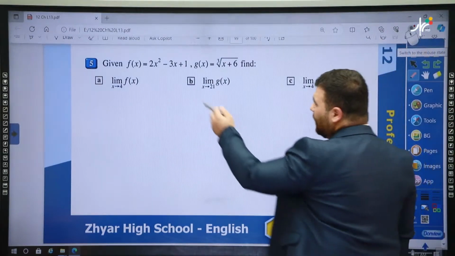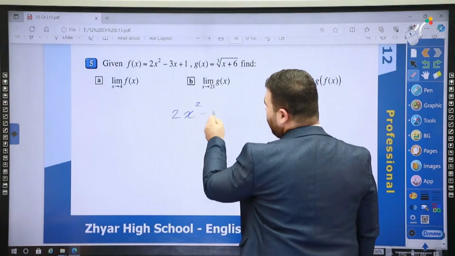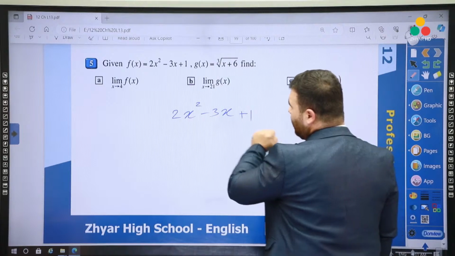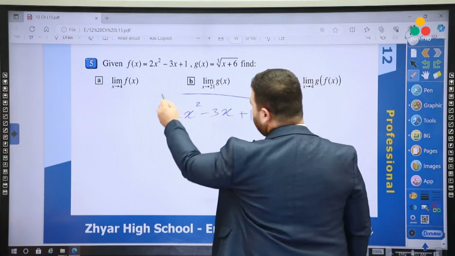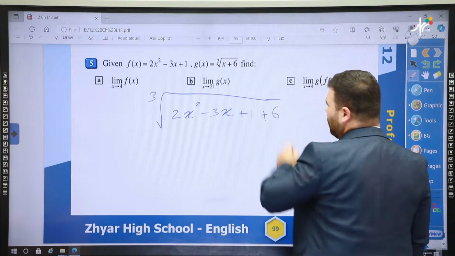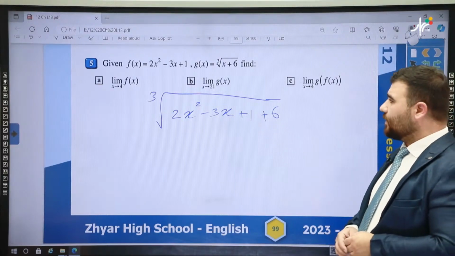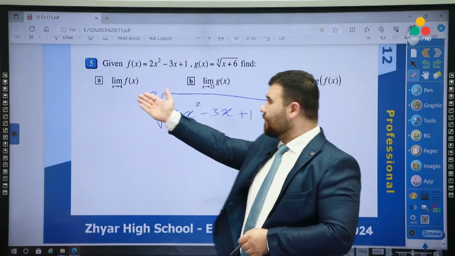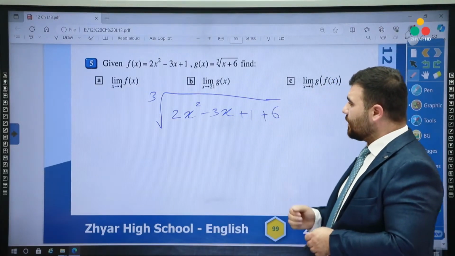Let's see how it looks. If we put this f in function g, it will be 2x squared minus 3x plus 1. If we put this in g, it will be under cubic root, plus 6. Okay? There are two ways. We can either do this for part C, or we can find f approaching 4, the result, put the result in g, we'll get the answer.